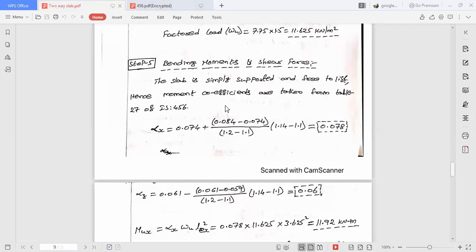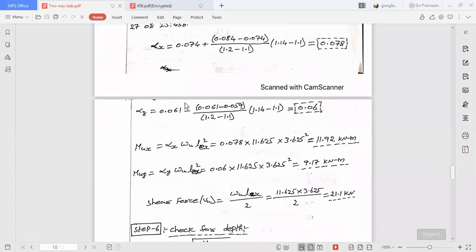0.061 minus, the same procedure what we have done here. Okay, so we got a value of 0.06. Now alpha x is known, alpha y is known. Substitute those values in the equation for Mux and Muy, and the formula is alpha x w into Lx square, alpha y w into Lx square itself. So after substitution, we got a moment along short span. See here, this is moment along short span, which is 11.92 kilonewton meter. And what is moment along long span? It's just 9.17 kilonewton meter.